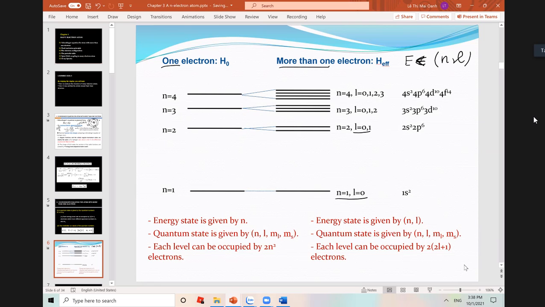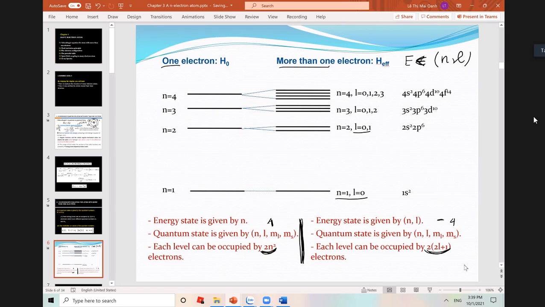Yes, or you can see here, this is the description of the difference between the hydrogen atom and the more than one electron atom. Energy state is given by n, and this energy state is given by n and l. And in this, the quantum state is given by 4 quantum numbers, and this is also 4 quantum numbers. And the third is each energy level can be occupied by 2n square electrons. And in this, each energy level can be occupied by 2 multiplied by 2l plus 1 electrons.